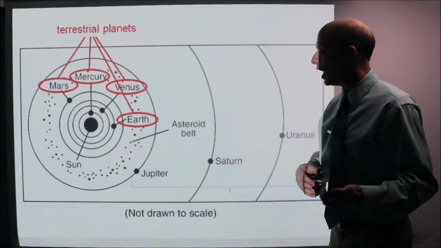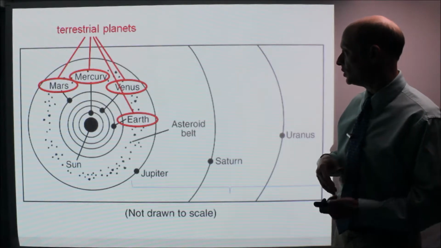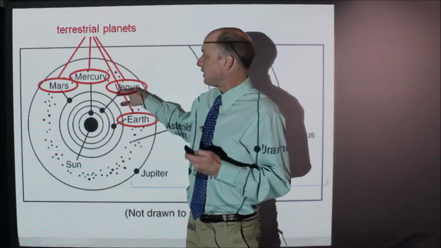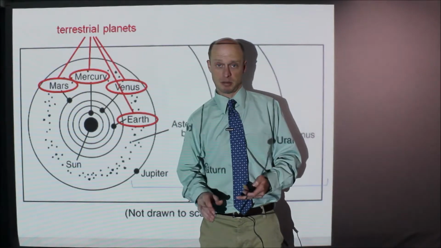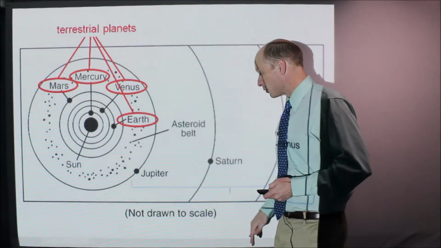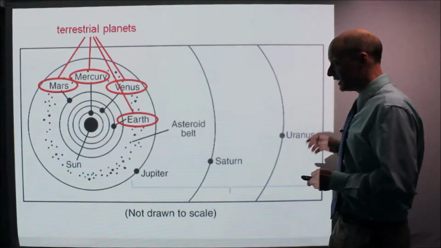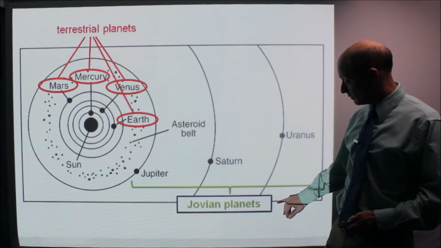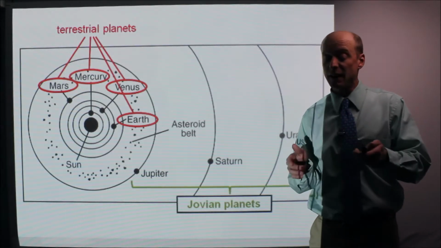Okay, while we're on the orbits, I have this diagram here, and what this shows is the inner 4 planets, Mars, Mercury, Venus, Earth. They're called the terrestrial planets, okay? And then the outer planets, Jupiter, Saturn, Uranus, Neptune, which is not in here, they are called the Jovian planets, okay? Those names are important. You have to just know them. They're not in the reference table.